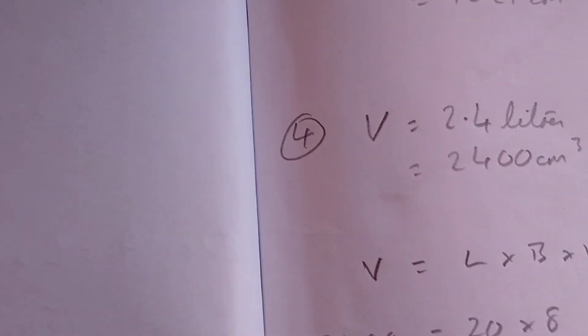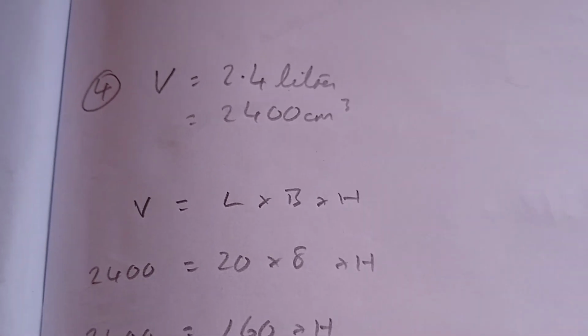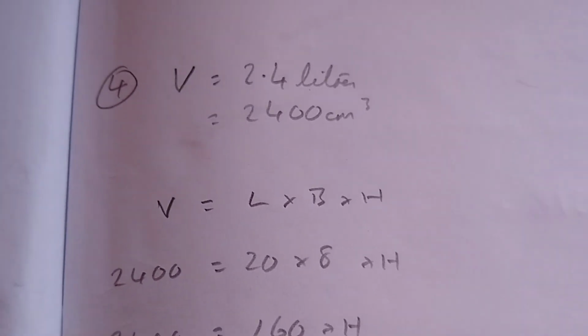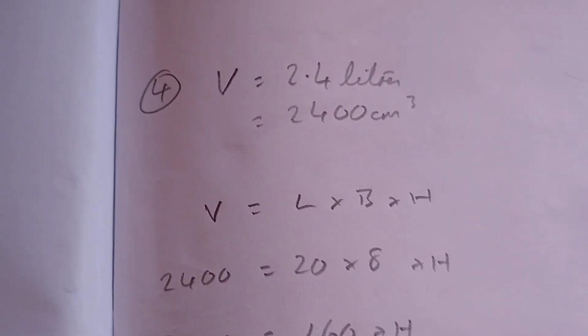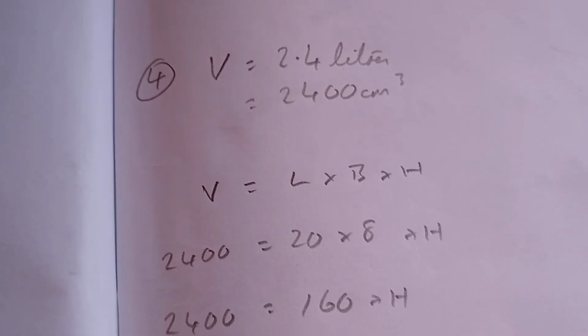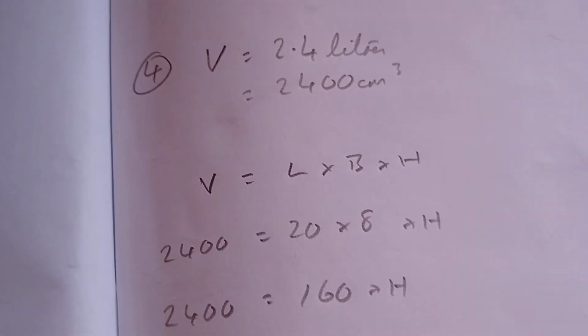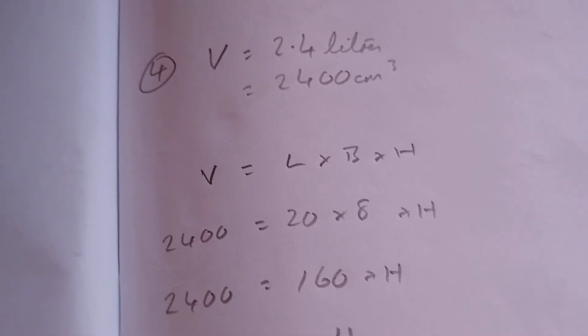Question 4, this cuboid has a volume of 2.4 litres. Calculate the height of the cuboid. Well, 1,000 millilitres is 1 litre, and a millilitre and a centimetre cubed are the same. So 2.4 litres will be 2.4 multiplied by 1,000, that'll be 2,400 centimetres cubed.